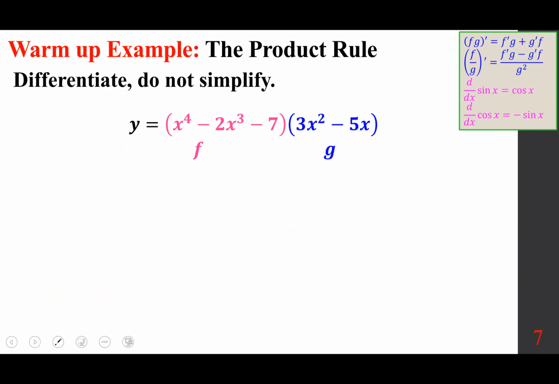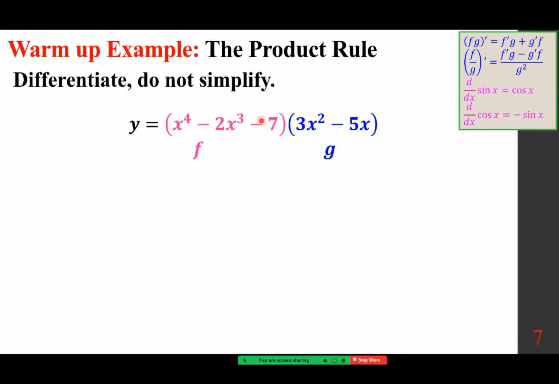All right, we're going to use the product rule, and I want to do the very first step and not simplify. Here's the reason. We really want to understand the concept. When we have f times g, we are going to differentiate one of them, multiply that times the other one, and add it to the derivative of the other one times the first one.